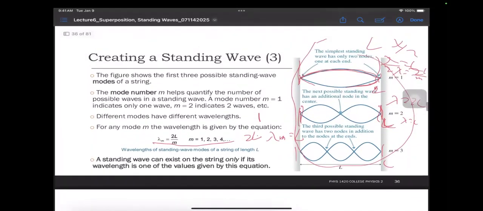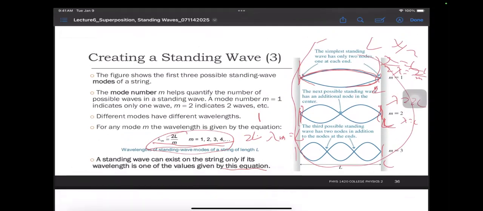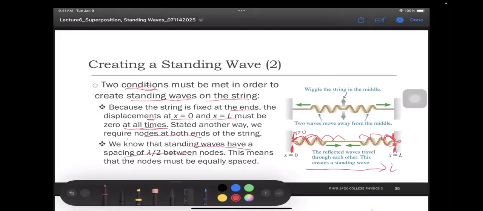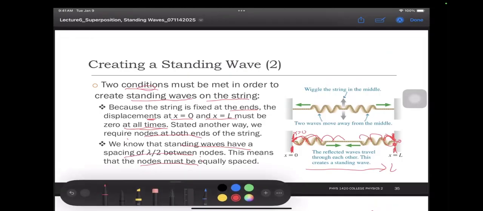A standing wave can exist on the string only if its wavelength is one of the values given by this equation. Otherwise, there will be no standing wave. Because in a standing wave, the nodes must be equally spaced along the whole string length.